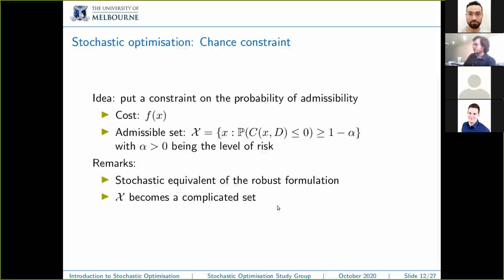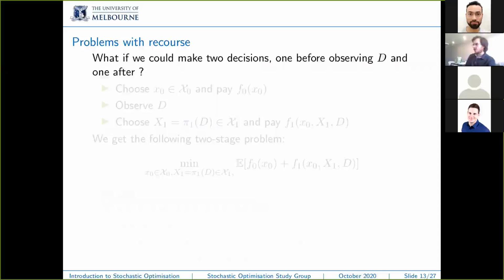So that was it for the problems with this idea of decision first. There are several other ones, but I don't want to mention them because from the introduction they might not be relevant. Now I want to go back to this idea of decision first and observation first, and wonder what happens if we can do both. If we can make two decisions, one before observing and one after.